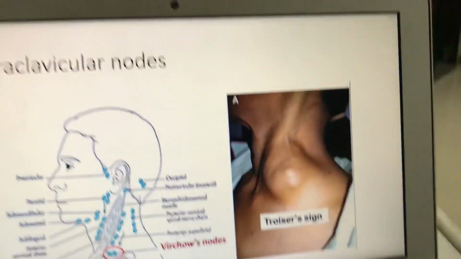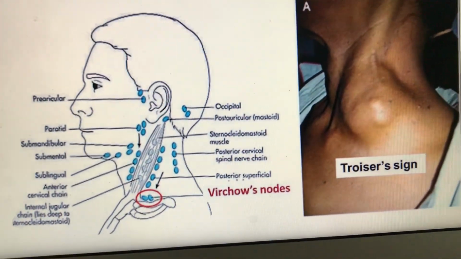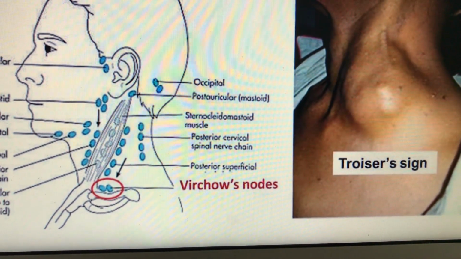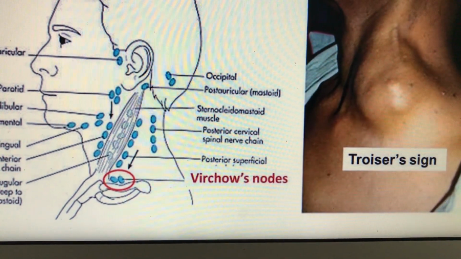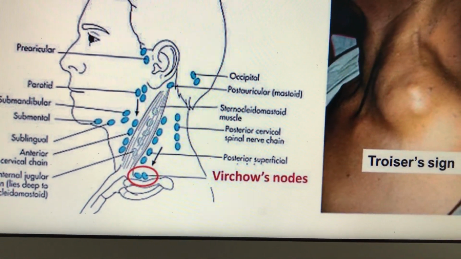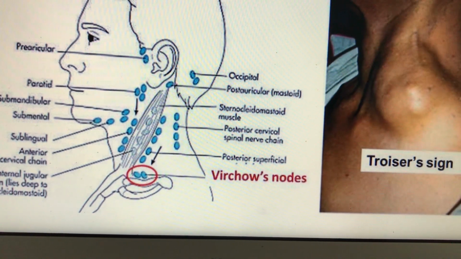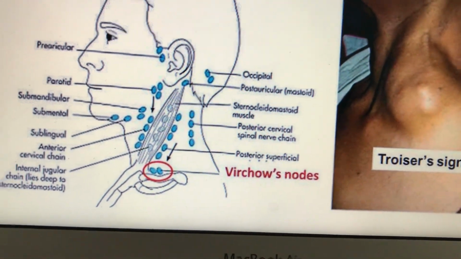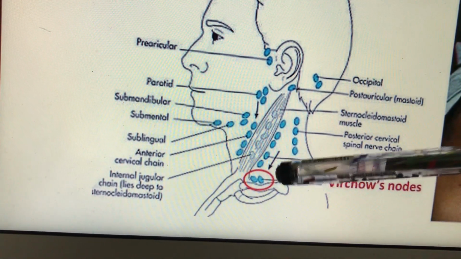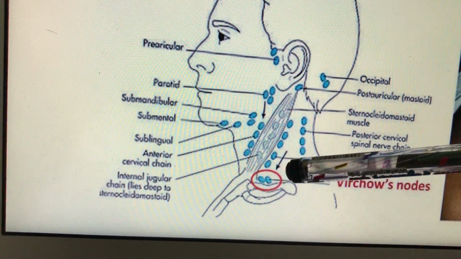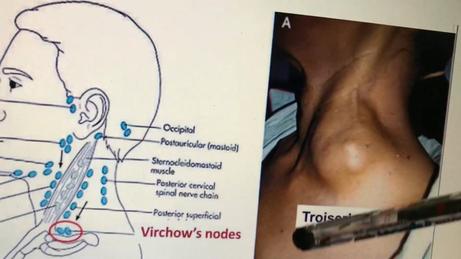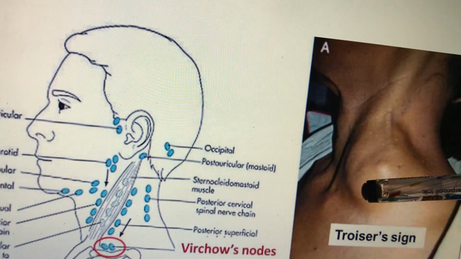And then the next most important one is supraclavicular nodes, that too the left supraclavicular nodes, which are called Virchow's nodes, in which case it is getting enlarged. In abdominal carcinoma, all the abdominal lymphatic drainage is draining into the cisterna chyli. From the cisterna chyli it is entering the thorax through the thoracic duct. Thoracic duct is draining into the junction between the internal jugular vein and the subclavian vein. So the left supraclavicular nodes will be enlarged in GIT malignancy. So this sign is called Troisier's sign, left supraclavicular nodes.